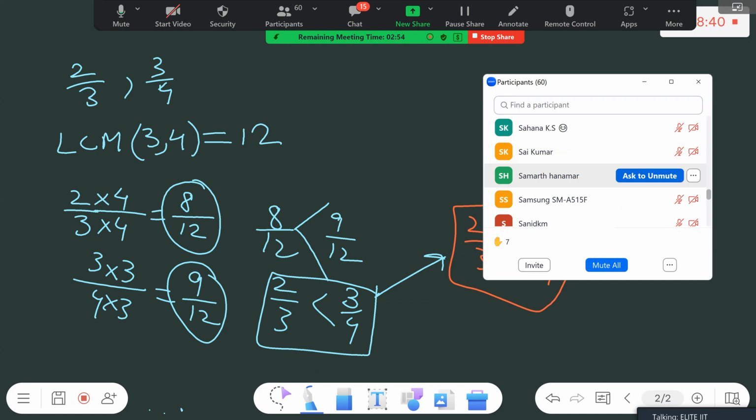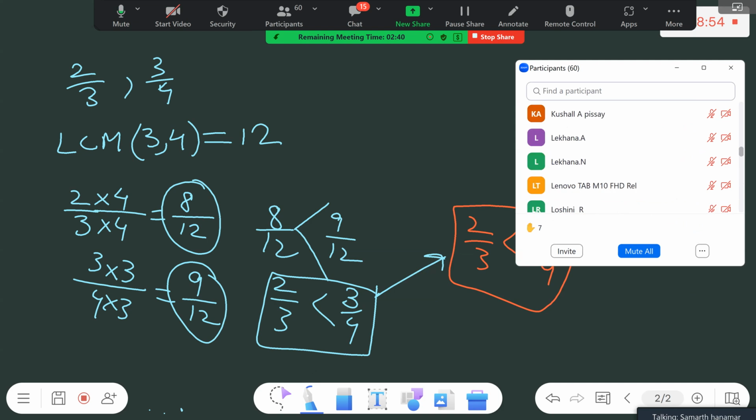Samarth. Hello, Samarth. Who is Samarth? I'm talking about online Samarth. Hello, Samarth. Can you hear me? I think you are new here, isn't it? Are you able to understand? What we are doing now? We are doing chapter 3, fractions, isn't it? Are you able to understand how to compare two fractions? Okay. We'll be having our doubt session shortly. Okay, after 5 minutes.